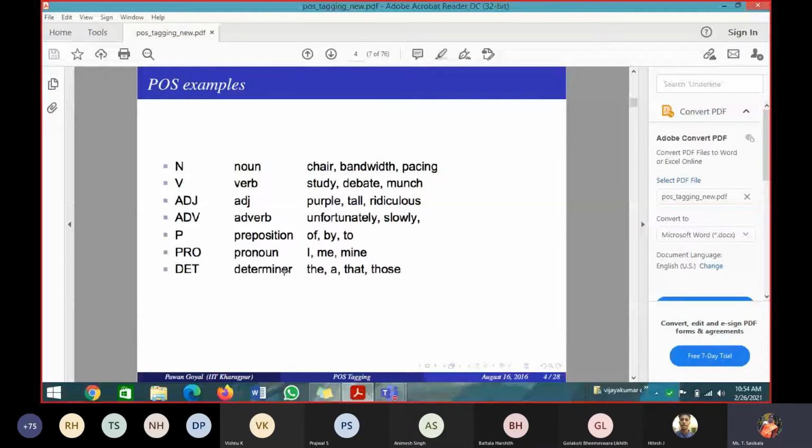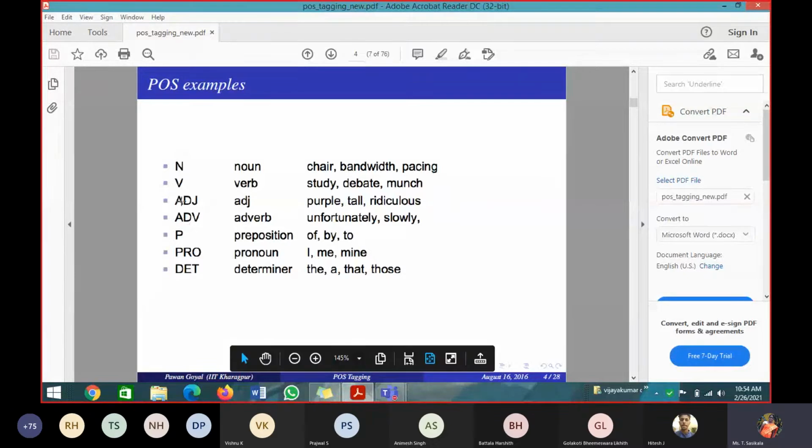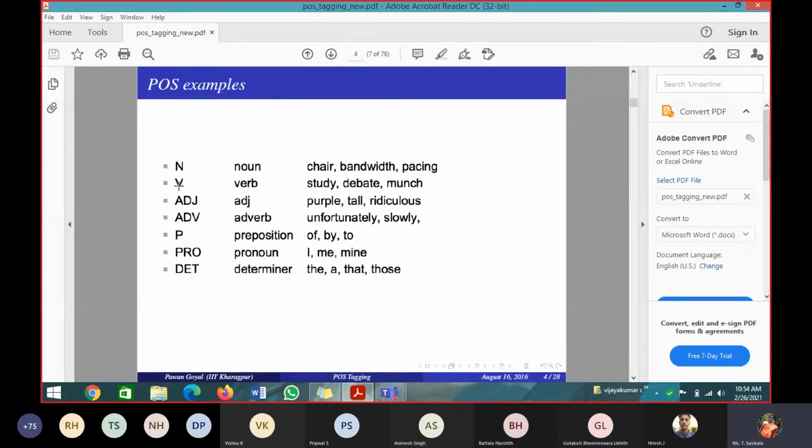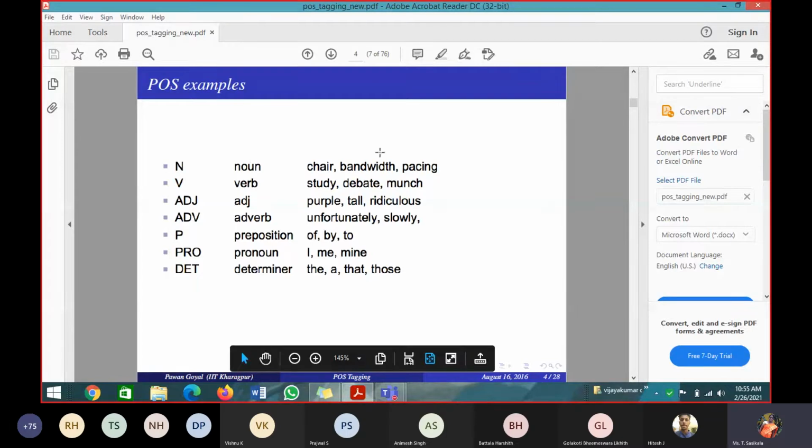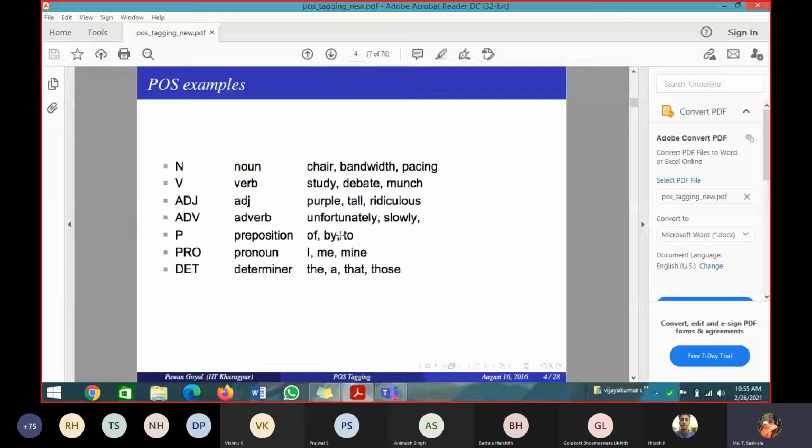So for POS tagging, these are some examples they have given. This is how it is tagged. A tag is given for each POS category. Noun is tagged N, verb is V, adjective is ADJ, adverb is ADV, preposition is P, pronoun is PRO, determiner is DET. All these are some POS examples for you to understand. This is how the tags will be given, this is the name of the POS category, and these are some examples based on that sentence.